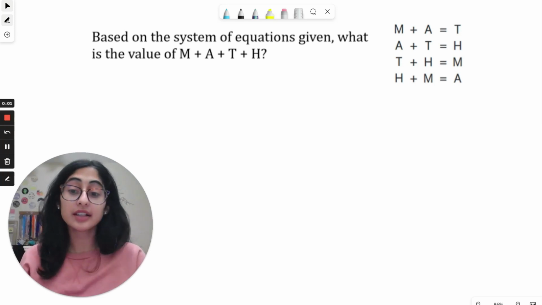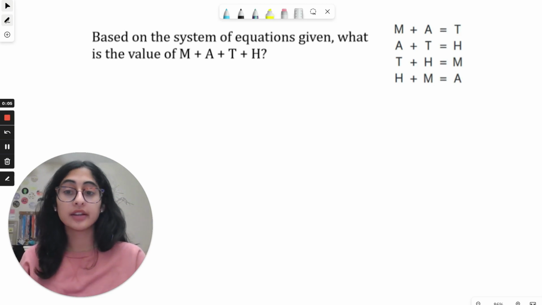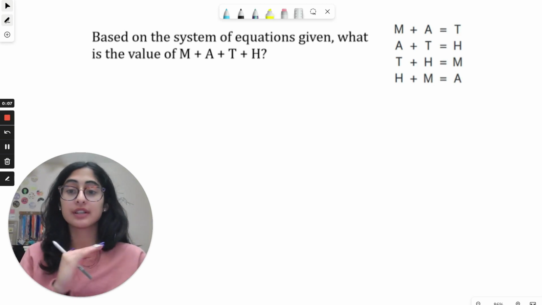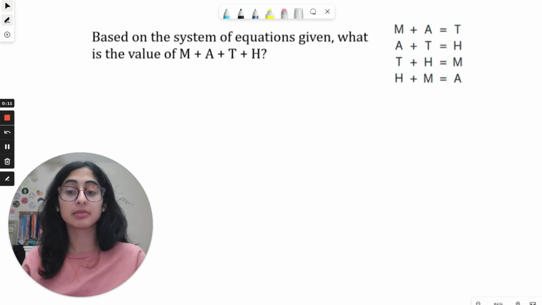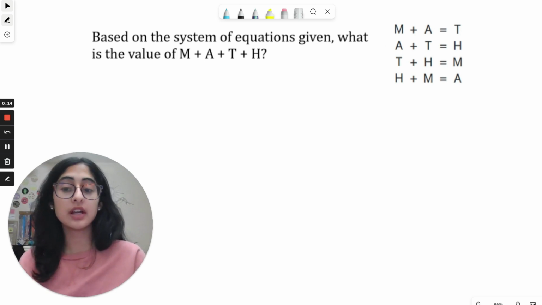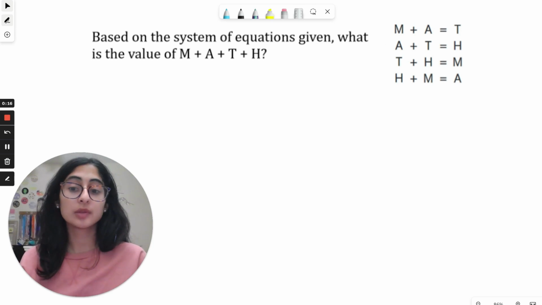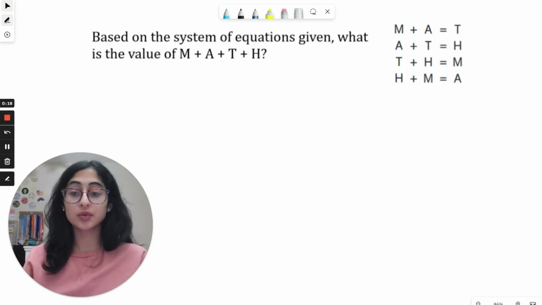All right, so this is the last question in the sprint section of the week 2 handout. And it has a system of equations, and it says, based on the system of equations, what is the value of m plus a plus t plus h?